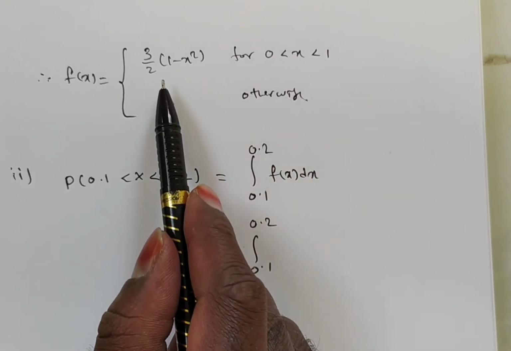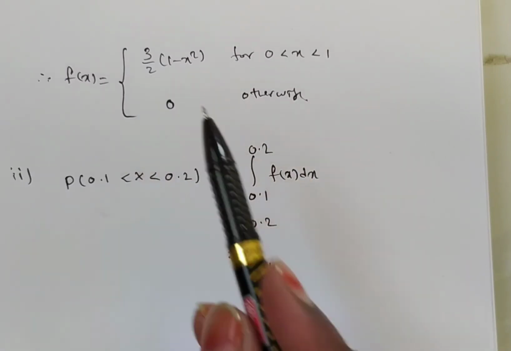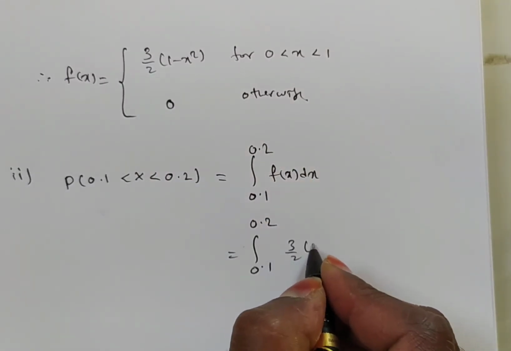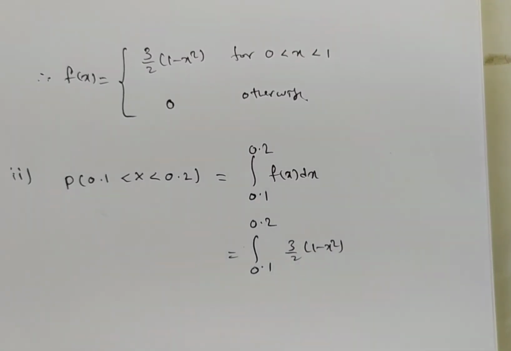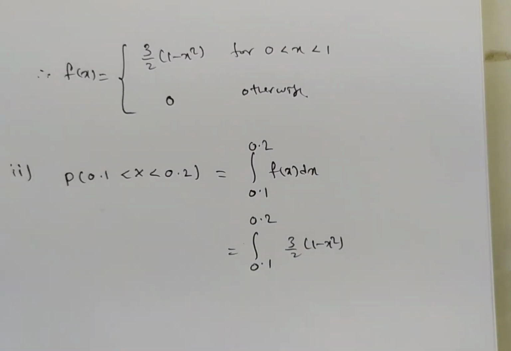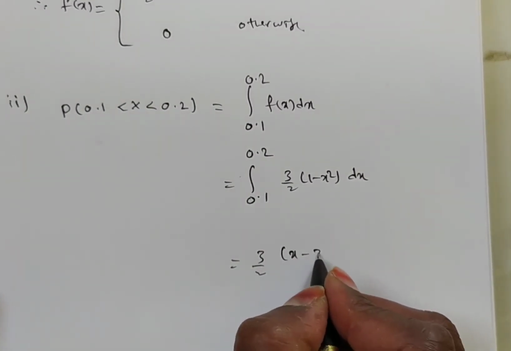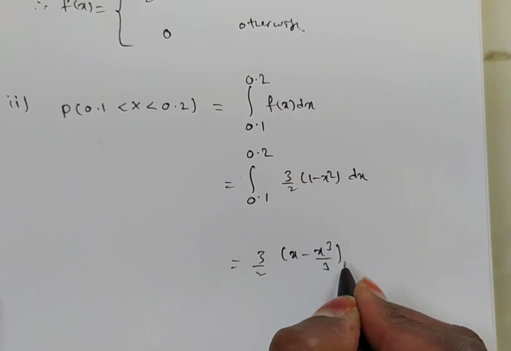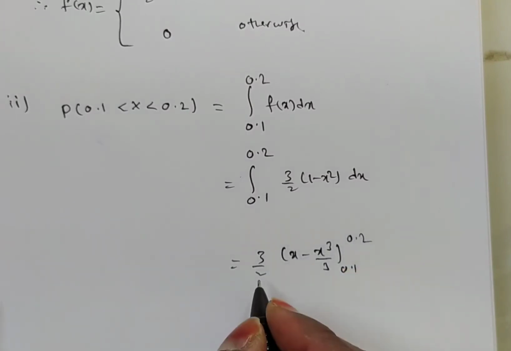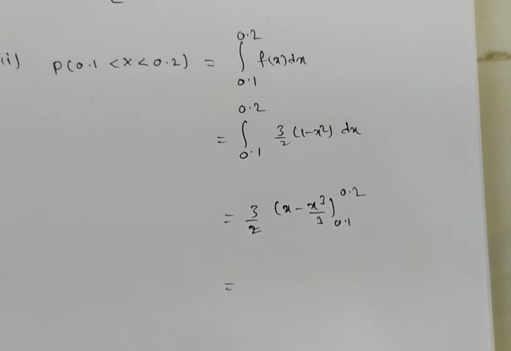Yes. So what is the function now? 3 by 2 times of 1 minus x square dx. Now 3 by 2 times of 1 integration is x, minus x square integration is x cube by 3. Limits from 0.1 to 0.2. Now upper limit minus lower limit.